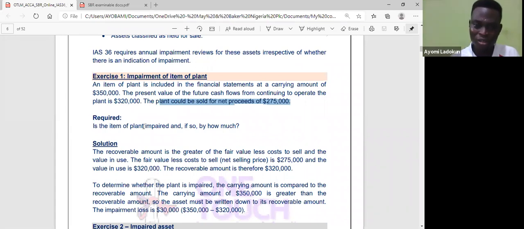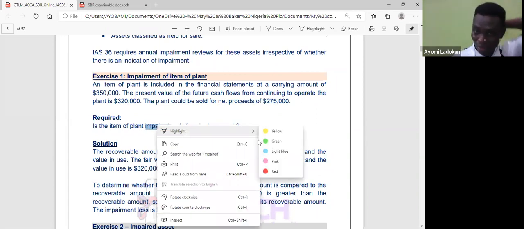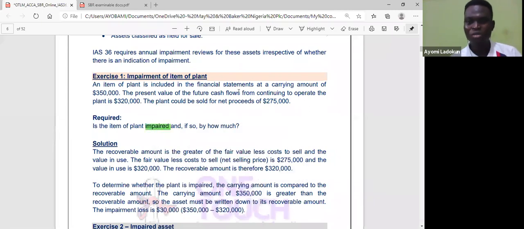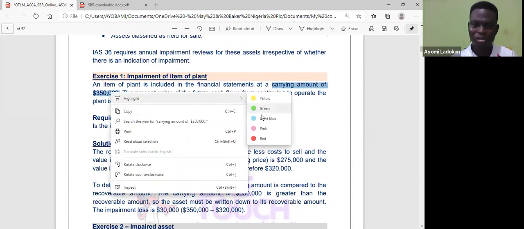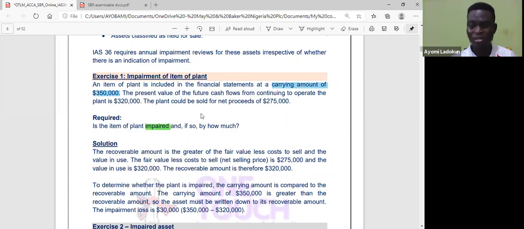Now, this question is asking me, is the item of plant impaired? So that's the issue here. And I told you, once you have determined that this is impairment, you need two things. I need the carrying amount and I need my recoverable amount. Then I ask a question, where's my carrying amount? Okay, can you see it here? It says the carrying amount is 350. You see now? So it's quite straightforward. So I pick it up. That's my carrying amount. So I have seen one variable. I need one more, which is the recoverable amount.